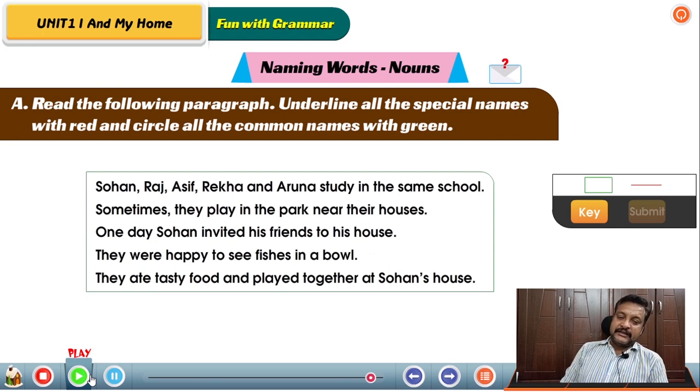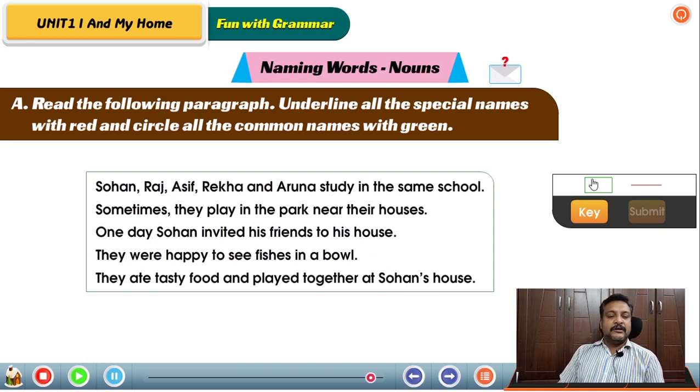So here is a paragraph given with some 5 sentences. We need to identify all the special names. A special name means proper nouns, and we need to put them in a box. It's given to circle here, but I will use a box for that. And all the common names have to be done in red. So we will use a red mark to underline the common words.